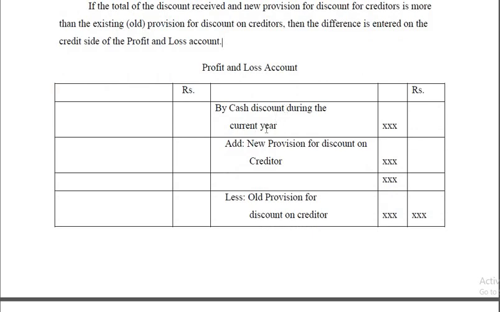Let us say discount received in the year is 3,000, new provision for discount on creditors is 5,000, and old provision for discount on creditors is 4,000. So 5,000 minus 4,000, that is 1,000, is the amount to be credited to profit and loss account. In other words, provision for discount on creditors account is debited to profit and loss account.